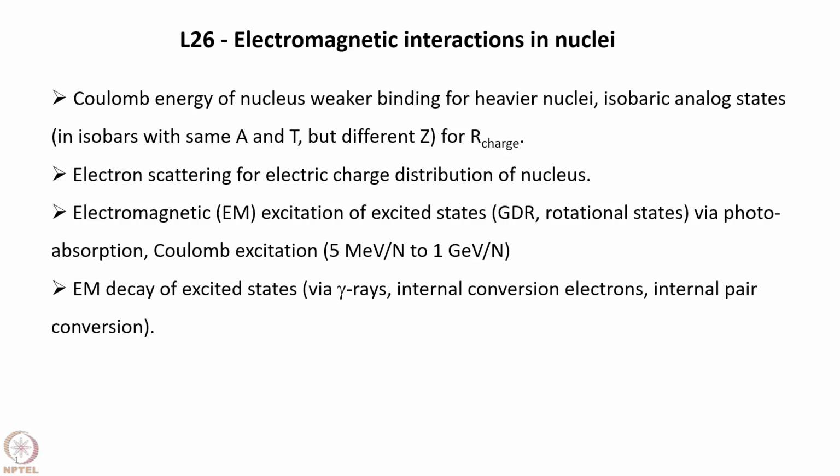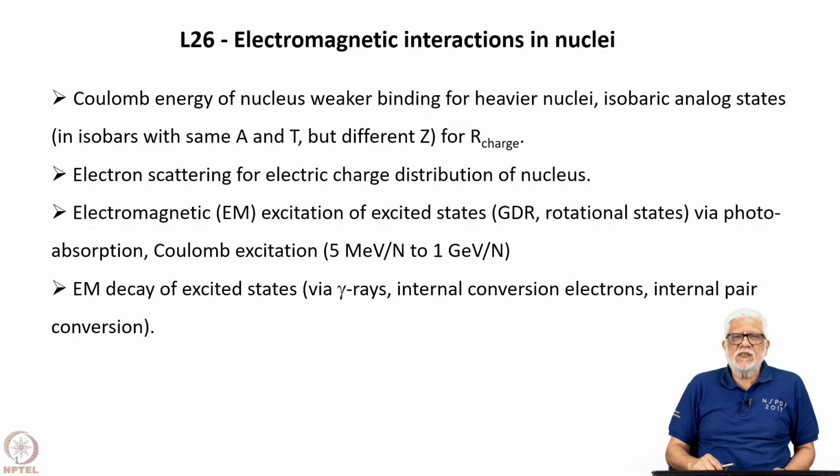In this lecture, we will talk about how electromagnetic interactions manifest themselves in nuclei. So, for instance, the Coulomb energy of a nucleus weakens the binding, especially in heavier nuclei. It does so even in lighter nuclei, but the effect is much larger in heavier nuclei because, of course, the Coulomb energy goes like Z squared. Strong interaction energy goes only like A.